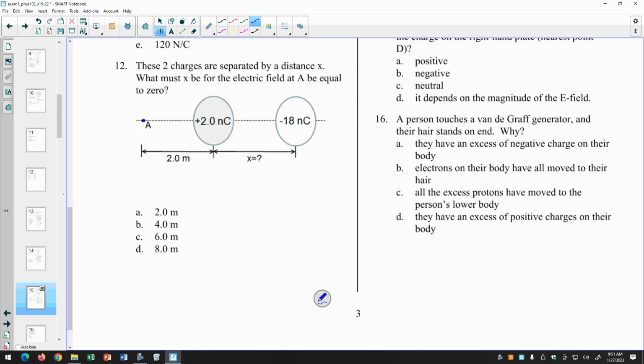So I want to know the electric field here, or rather I know that the electric field here is 0. Let's call this charge 1, and we'll call this charge 2.